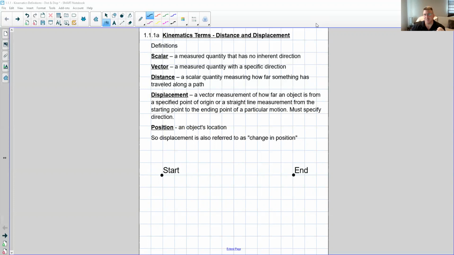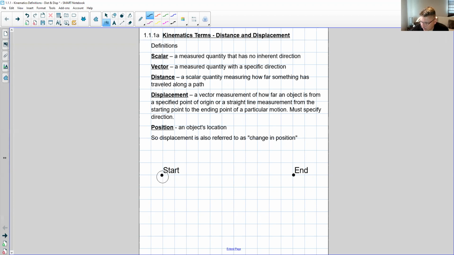Position is simply an object's location, where it is. So we often refer to displacement as a change in position. Right? We specify the change in position that occurs when an object moves from one place to another. We call that the displacement. So if an object were to start here at start and travel to the end, there are many ways for this object to do that.